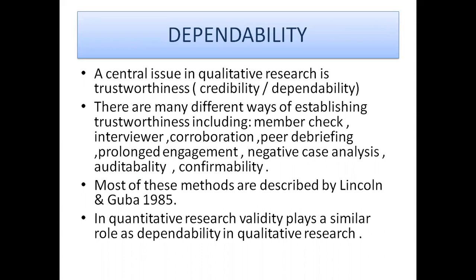Know the dependability. A central issue in qualitative research is trustworthiness, also called credibility or dependability. There are many different ways of establishing trustworthiness that include member check, interviewer corroboration, peer debriefing, prolonged engagement, negative case analysis, auditability, and confirmability. Most of these methods are described by Lincoln and Guba in 1985. In quantitative research, validity plays a similar role to dependability in qualitative research.